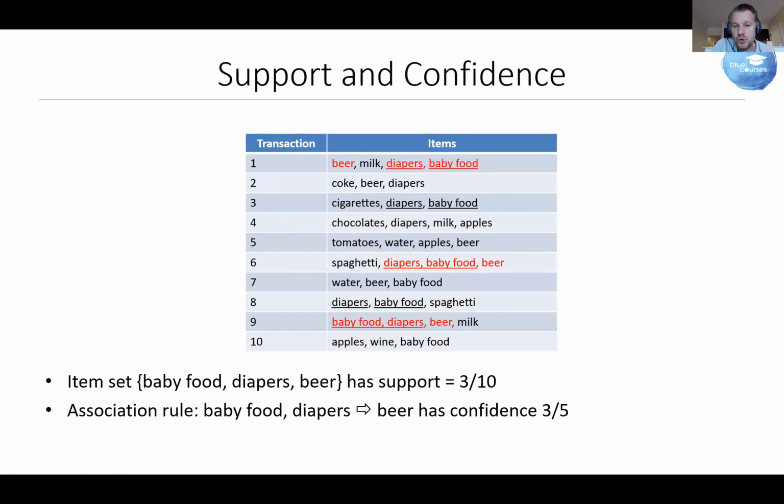Association rules try to detect frequently occurring patterns between items. So here you can see 10 supermarket purchases. Let's say you go to a supermarket and in transaction 1, Bart buys beer, milk, diapers for his kid, and baby food. Luckily, I don't have to purchase diapers for my kids anymore. Transaction 2, another person, Sophie, buys Coke, beer, and diapers. Person 3, Victor, buys cigarettes, diapers, baby food. Person 4, Laura, buys chocolate, diapers, milk, and apples. So there's lots of people that purchase stuff in their market baskets.